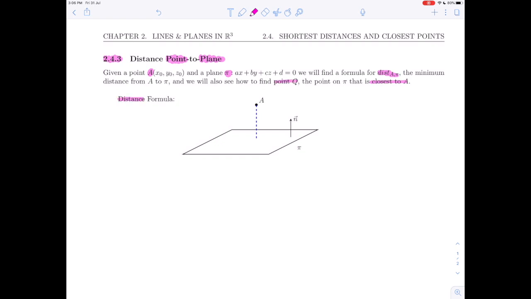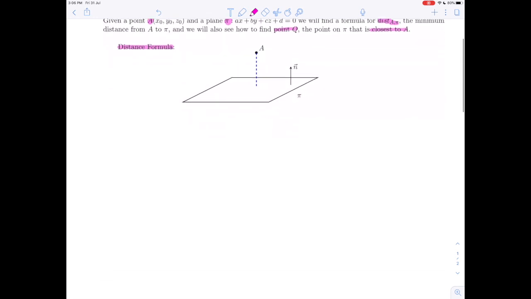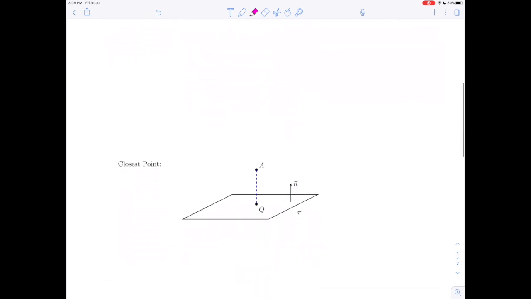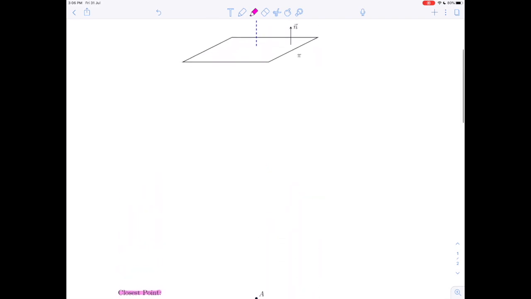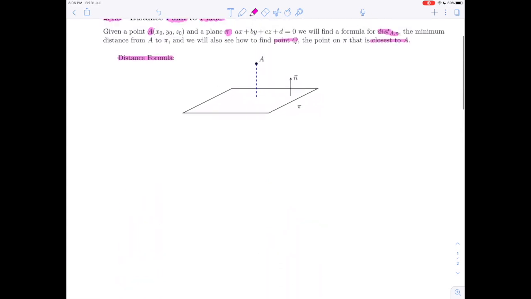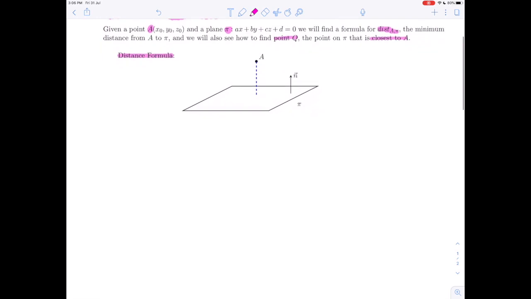So first we're going to do a formula for just the plane distance, if that's all we need, and then further down we are going to do a procedure to find Q, the closest point on pi to this given point A. So let's go with this distance formula.